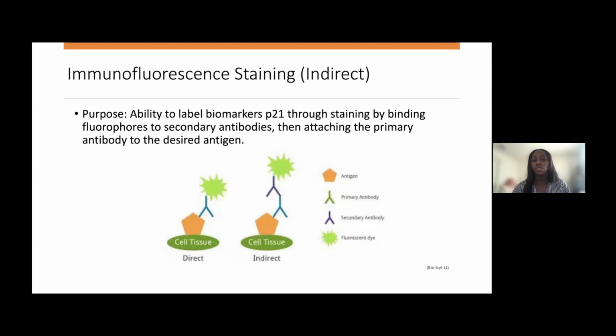So what we do is we take a primary antibody and we attach it to an antigen. Then we take a secondary antibody and we attach it to the primary antibody. And on that secondary antibody, it's a fluorophore that emits light. And we use it to attach to certain structures of the cell. So we use it to attach to P21 and to the cell nucleus.